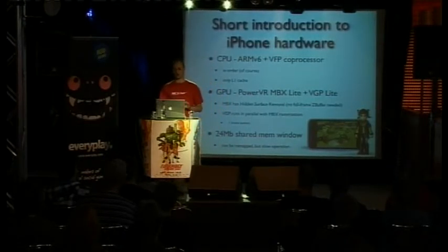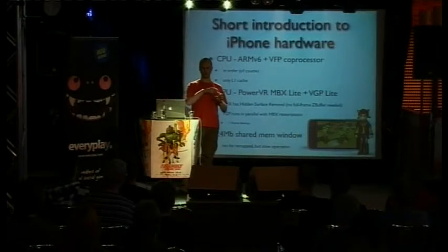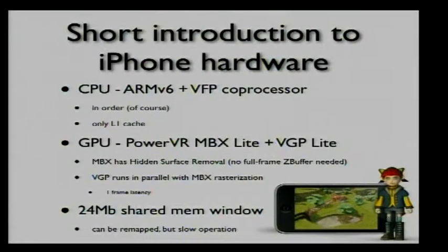The one interesting thing about the VGP and MBX is that it's not like a usual GPU, where you put the vertex in and get the result, like you send a triangle and you get the result on screen in the same frame. However, MBX and VGP run in parallel. So whatever you send to the VGP will be rendered on the next frame. The VGP will transform vertices and store them somewhere in memory, and the MBX will grab them on the next frame. They did that in order to get better parallelization.